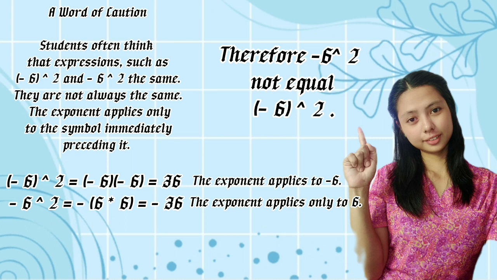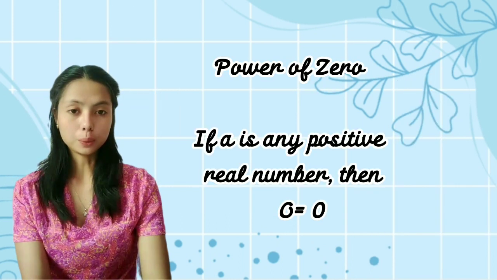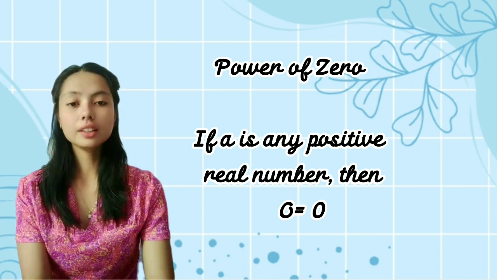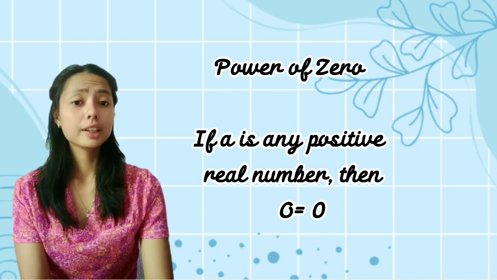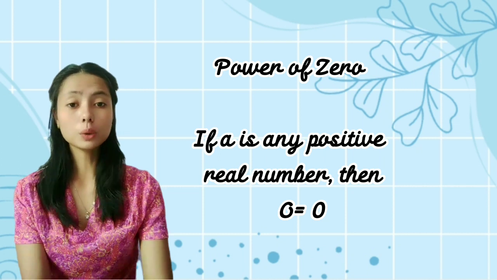Positive power of 0. If a is any positive real number, then 0 to the power of a is equal to 0.